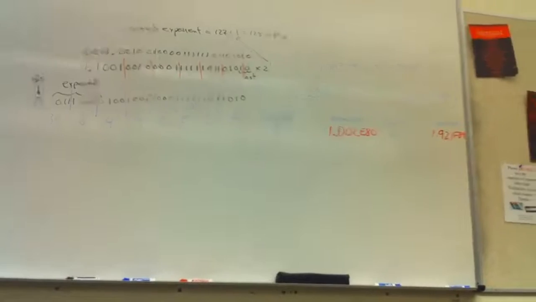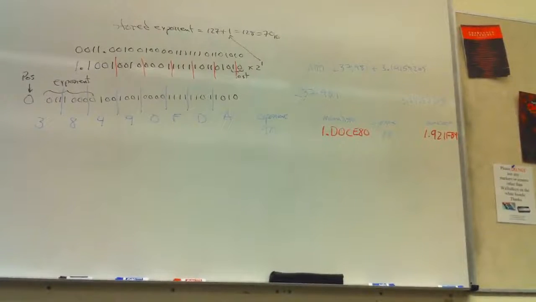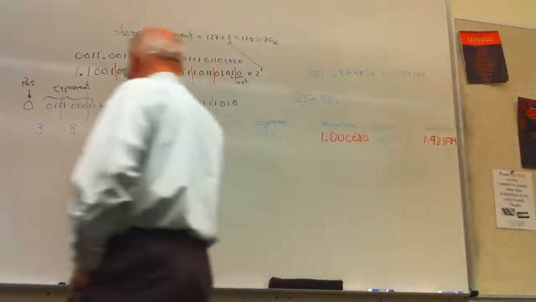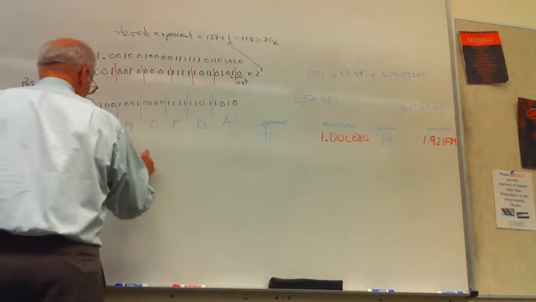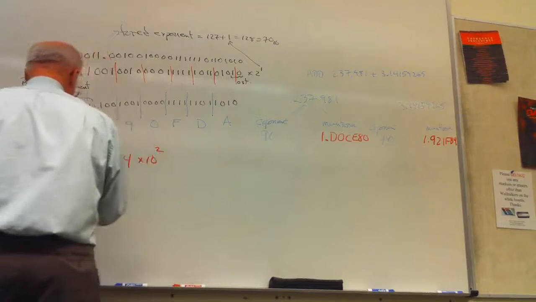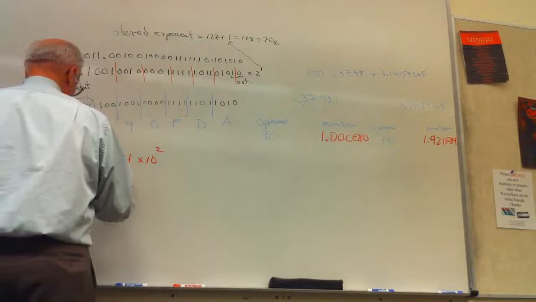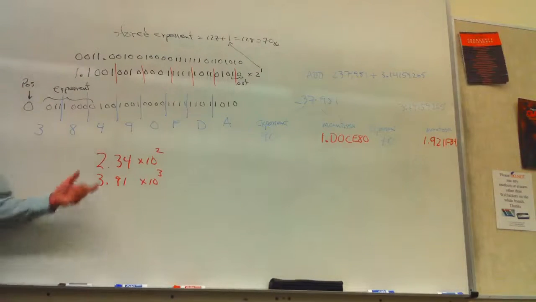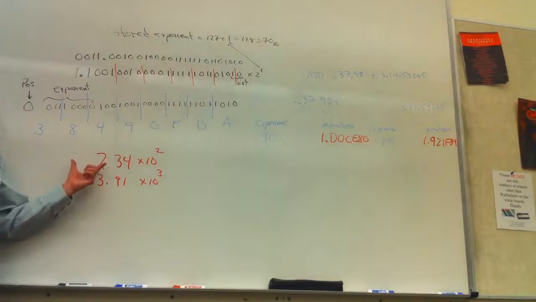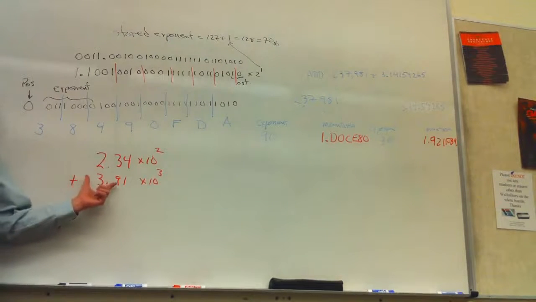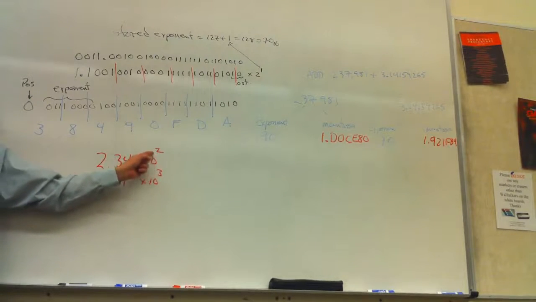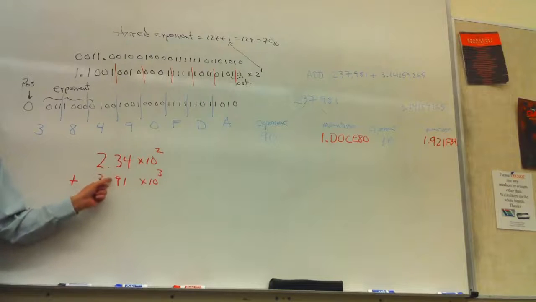Now, in order to add these things together, just like if you're adding things in scientific notation, if you have 2.34 times 10 squared plus 3.91 times 10 to the third, you have to somehow or other line up these things. If you can make these things the same, then you can just go ahead and add these things together.